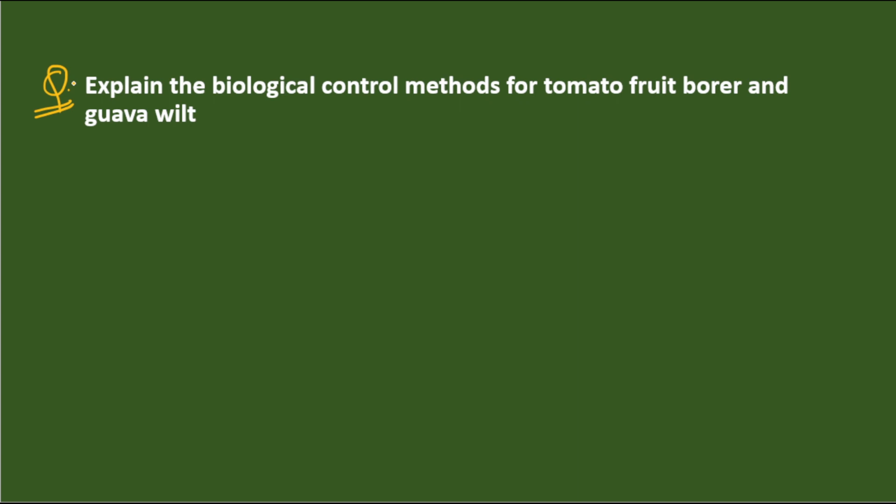And today's question is: explain the biological control methods for tomato fruit borer and guava wilt. गुआवा विल्ट और टोमेटो फ्रूट बोरर को कंट्रोल करने के लिए हम लोग कौन कौन से बायोलॉजिकल कंट्रोल मेथड्स का यूज कर सकते हैं. So this question was asked in the 2023 IFS examination, that is Indian Forest Service examination.